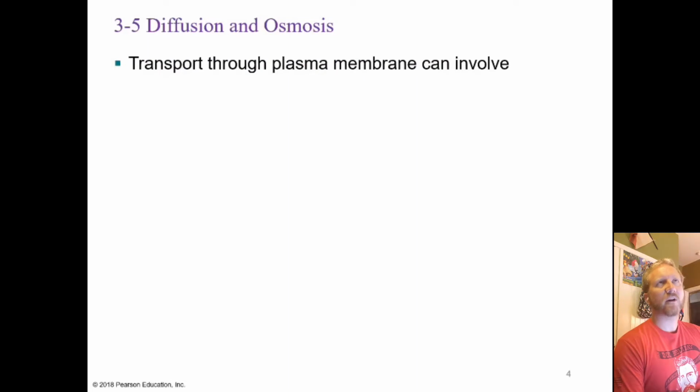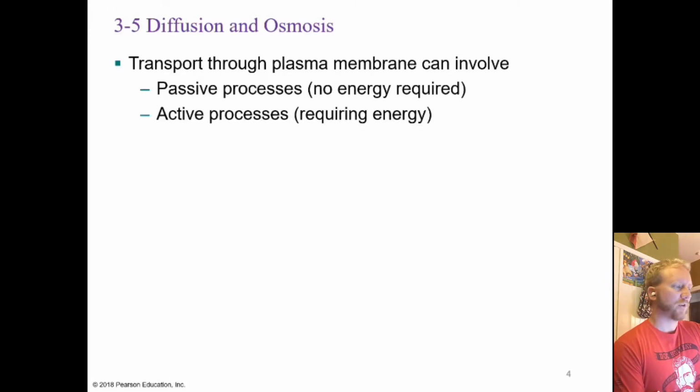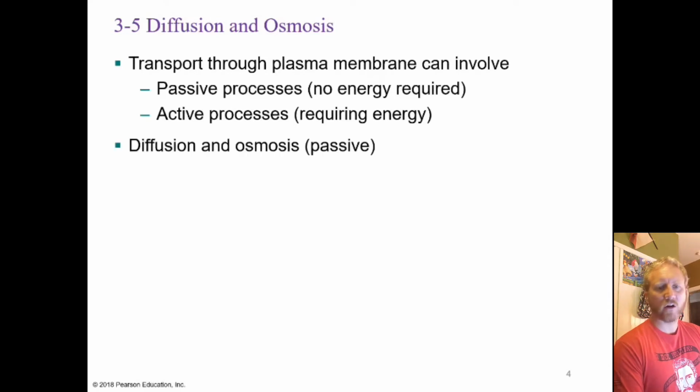Transport through the plasma membrane can involve two processes: passive processes, where no energy is required and it happens spontaneously, or active processes, which require energy. That's kind of like rolling a ball uphill versus a ball downhill, right? Both of them are transport. One requires energy, one of them doesn't. Some examples of the different transport processes: passive transport is diffusion and osmosis. Diffusion and osmosis are basically the same. It just has to do with what is actually doing the moving.